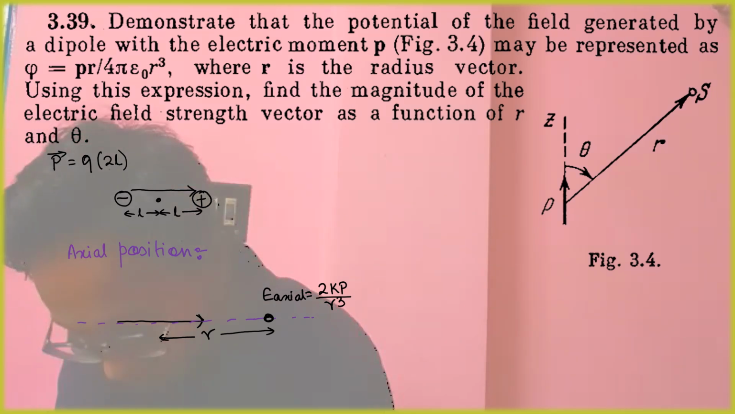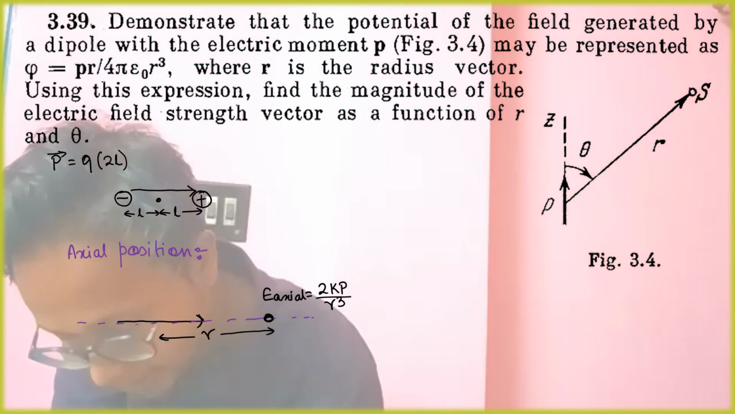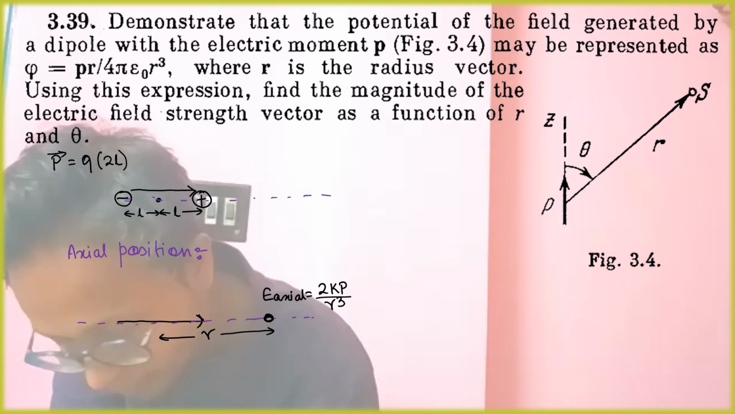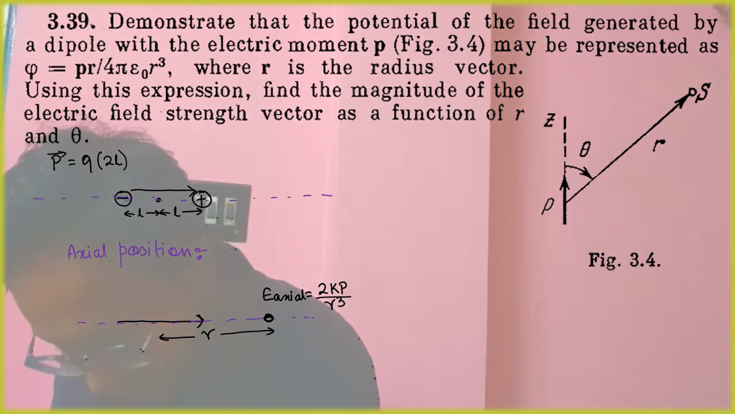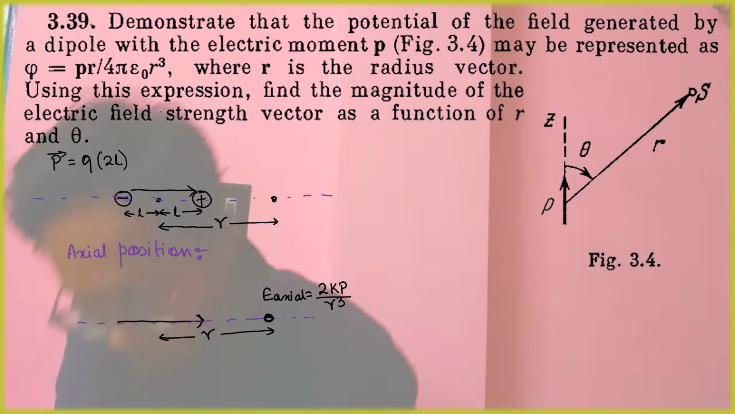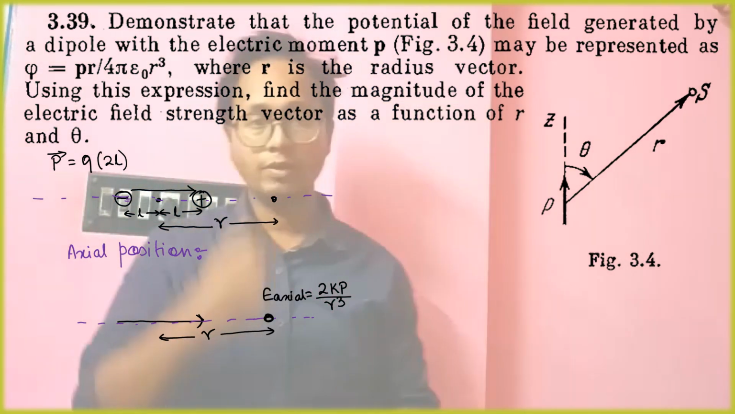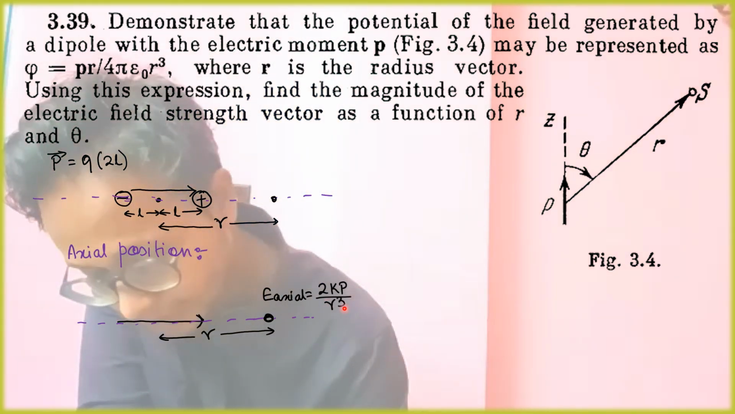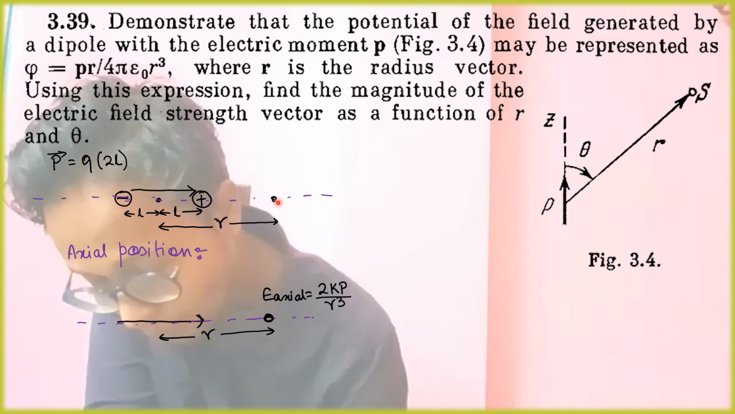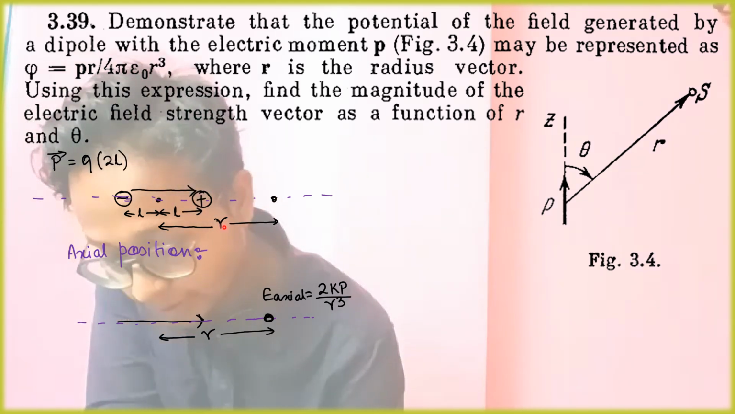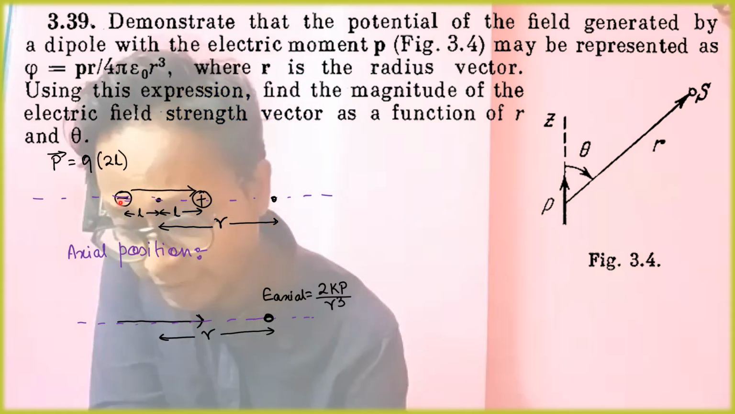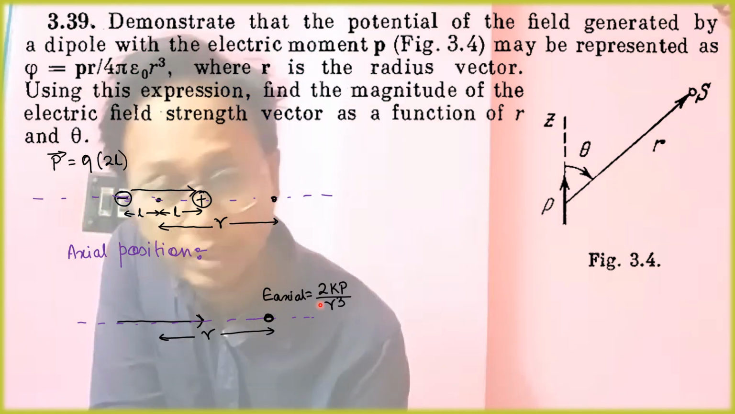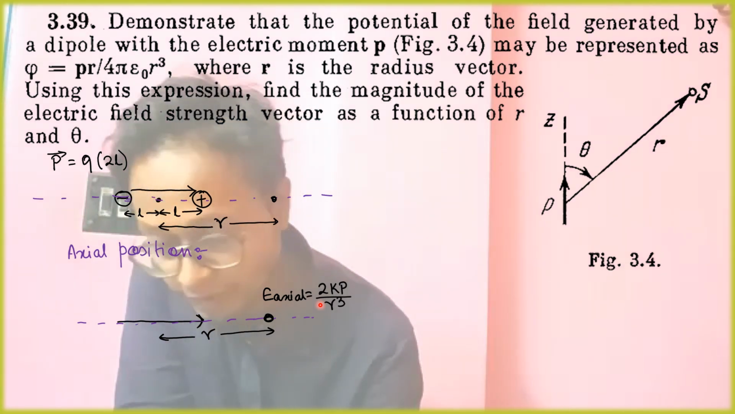Understood? If I draw this in a diagram, this is the axial position. I have to find the electric field at the axial position at distance r, where E equals 2kp by r cubed. Now two things you have to notice here. The first thing is that this r is the distance between the point and the center of the dipole. This r is neither from the positive charge nor from the negative charge. It is from the center of the dipole to the point where the electric field is to be calculated. This is the first thing you have to observe.